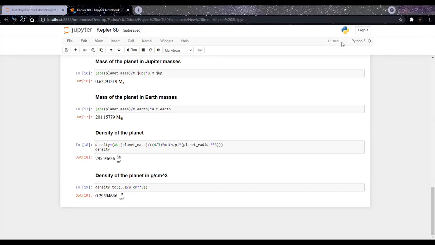The density of the exoplanet rho p is given by mp divided by 4 by 3 pi r cube p. Here mp is the mass of the planet and rp is its radius. The formula when fed to Jupyter Notebook gives the density of the exoplanet as 295.94 kilogram per meter cube or 0.295 gram per centimeter cube. In comparison, the density of water is 1 gram per centimeter cube. Hence, it can be concluded that Kepler 8b is very much less dense than water.